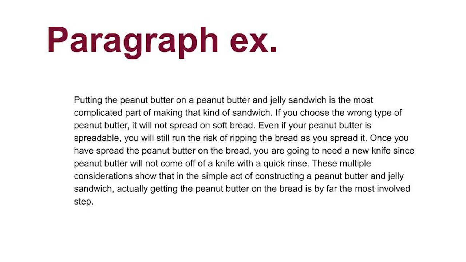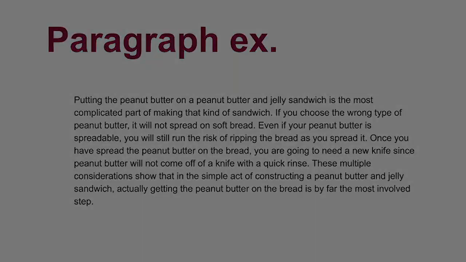In this paragraph, the first sentence is the topic sentence. It tells us what the paragraph is going to be about, and it is also a claim. It stakes out a position regarding the difficulty of applying peanut butter. The next three sentences are evidence of this claim, and the final sentence is the warrant. It connects the evidence to the claim.